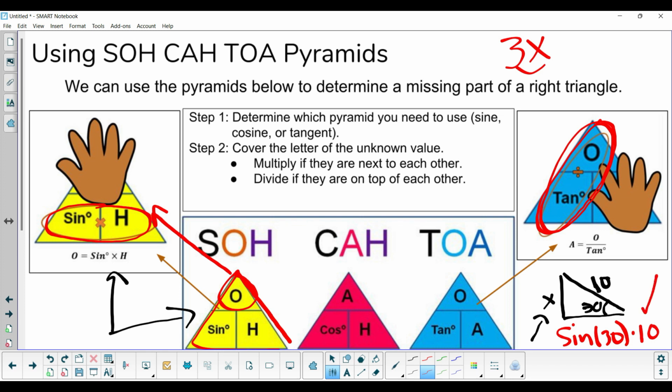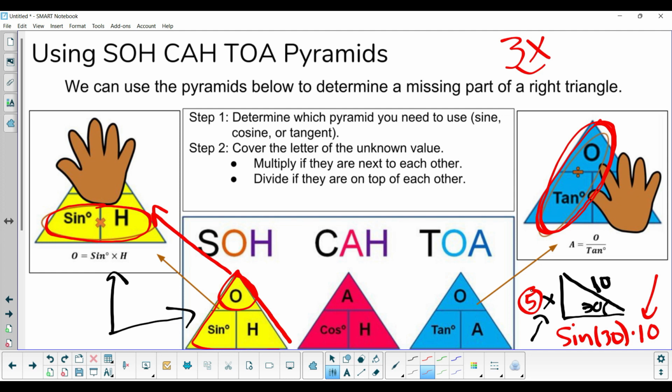You don't need to give me a full equation. You can just do it in the calculator. I'm going to do it on mine. So you will do sine of 30 multiplied by 10. And you should get 5. So that means that the opposite side will be equal to 5.